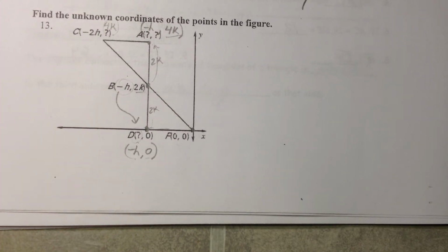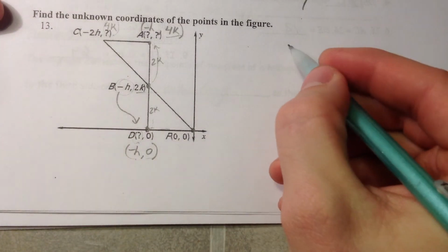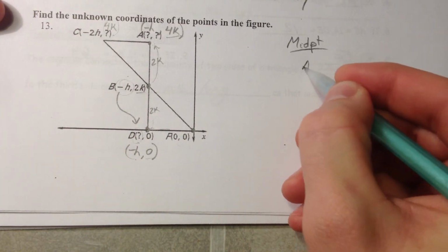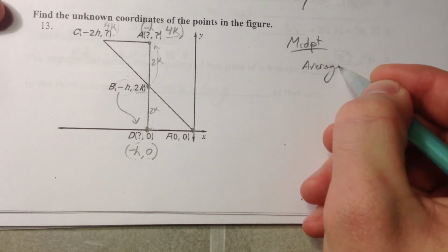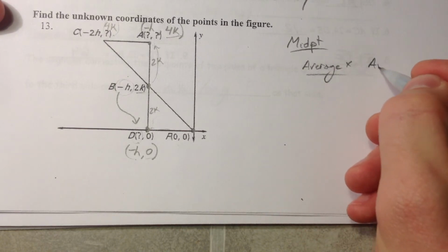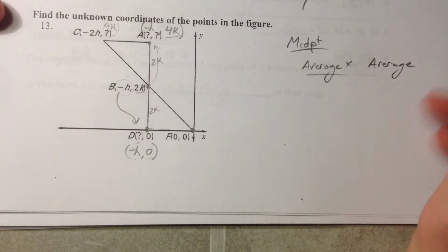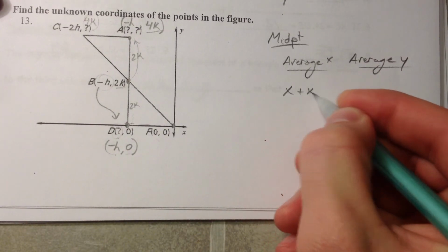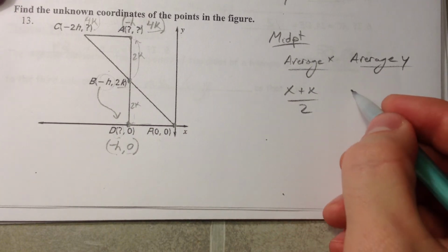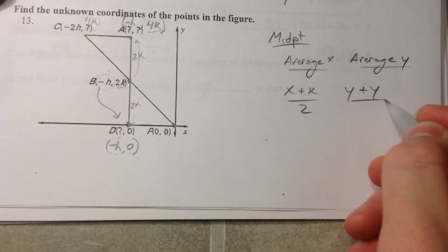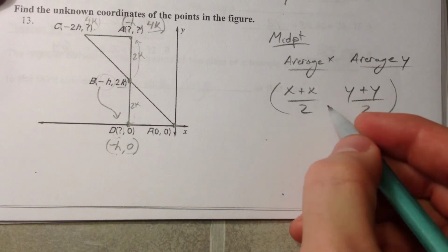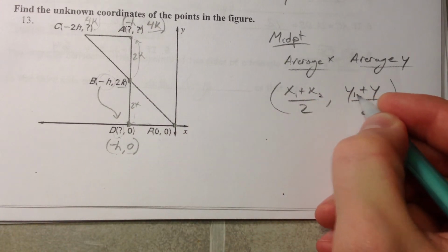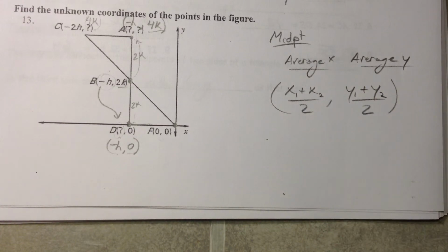And so what you're going to have to use also in this is the midpoint formula. The midpoint formula is where you average the x and you average the y. And so to do that, you're going to do x plus x divided by 2. That's how you find the average of two numbers. And you do the y plus the y divided by 2. Now, we usually put subscripts here so that you know you're talking about two different things.